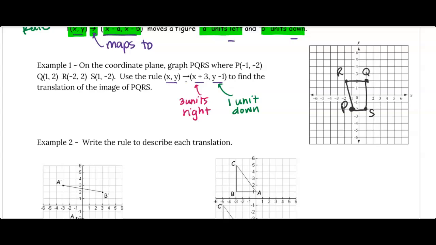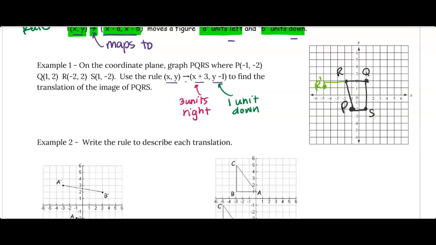If you want, you can make yourself a little chart to help you see what the new coordinates are going to be, or I think the easiest way is to just physically move them on the graph. So R is going to move 3 units to the right, so 1, 2, 3, and 1 unit down. So there's where R is going to be.